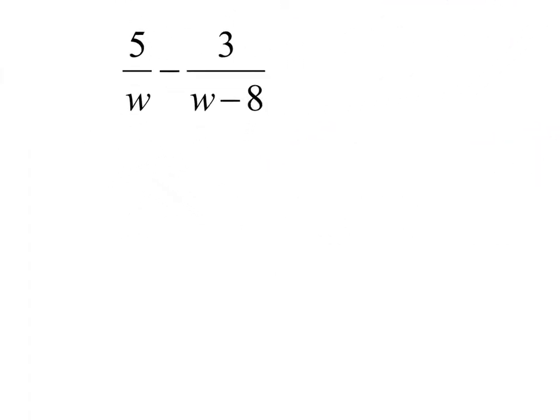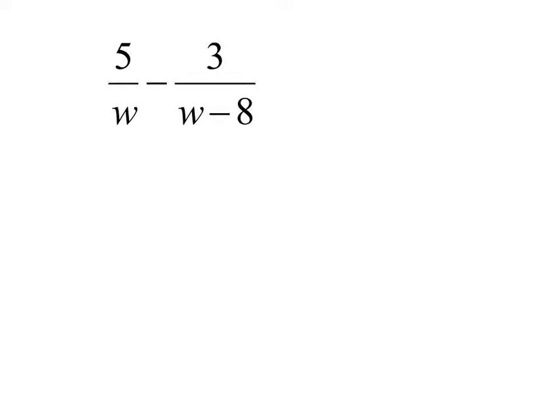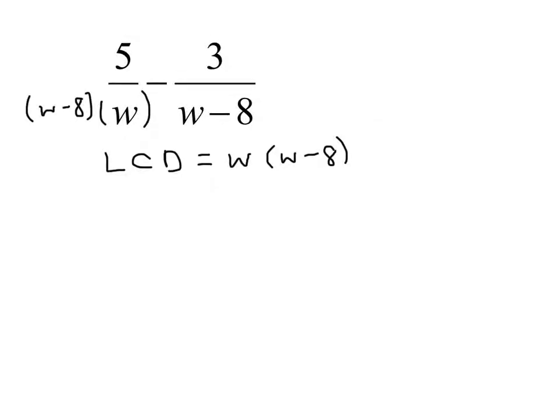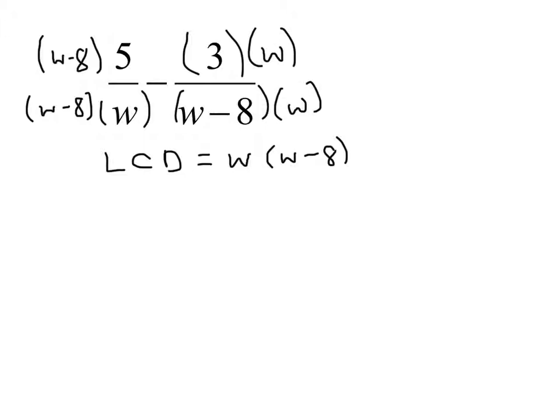Let's look at this problem. The denominators are not the same, so we have to identify the common denominator. It needs a factor of w, and it needs a factor of w minus 8. Let's fix this denominator. It has the w, but it doesn't have w minus 8. So we're going to multiply numerator and denominator by w minus 8. Let's fix this fraction. It has w minus 8, but it needs a w. So we're going to multiply numerator and denominator by w.